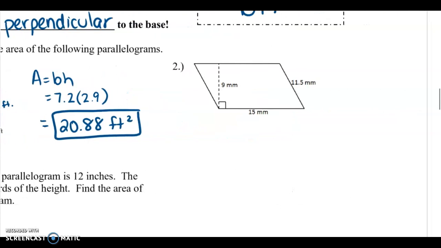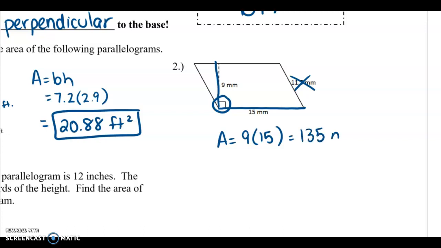Okay, next one, I see my 90 degrees. So if I want to find the area, that's the base, and this is the height. So I'm not using the 11.5. So my area is going to be 9 times 15. So my area is going to be 135 millimeters squared.